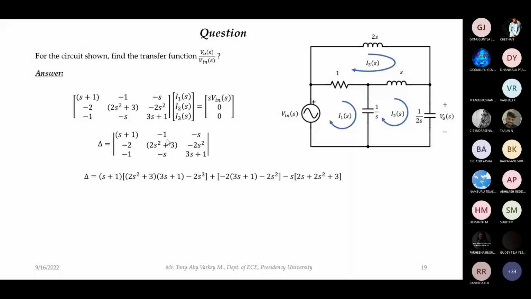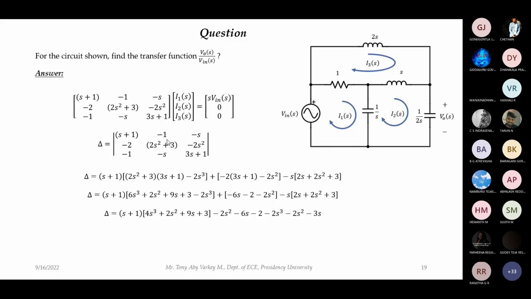Okay, I have expanded and done everything. Okay, you can go through it. Okay, so finally I will get delta of s as 4s cube plus 4s raised to 4 plus 4s cube plus 7s square plus 3s plus 1. Clear? Yes, sir.